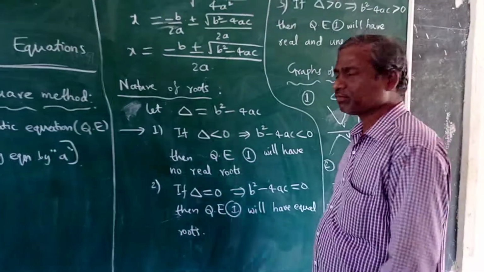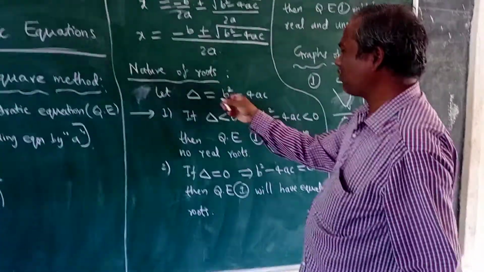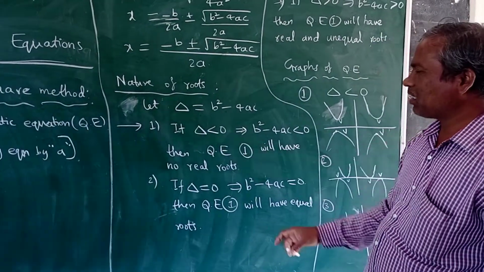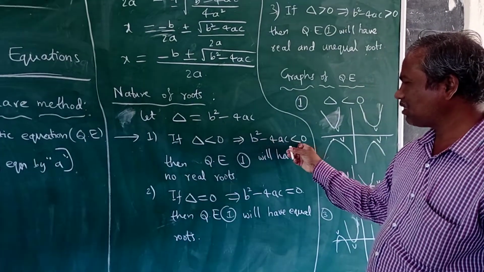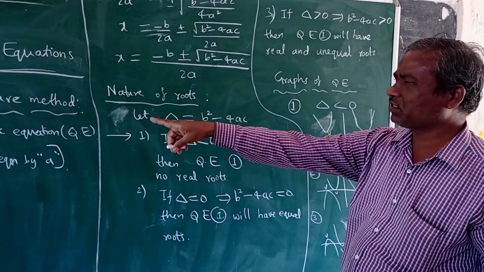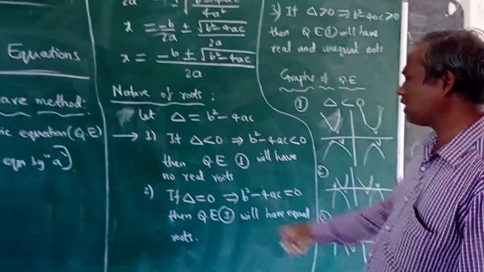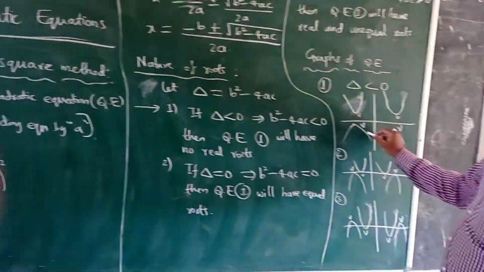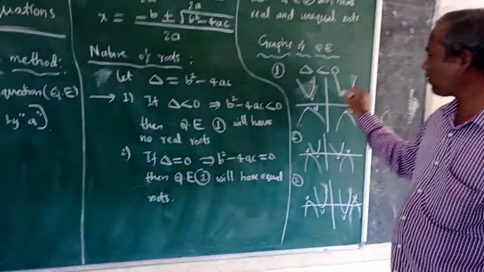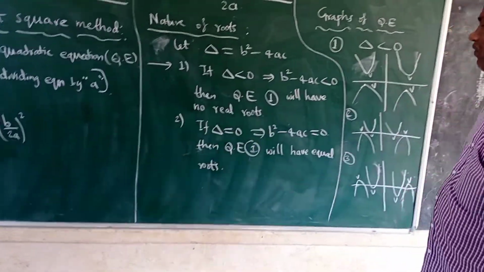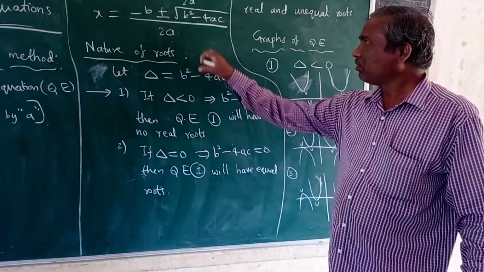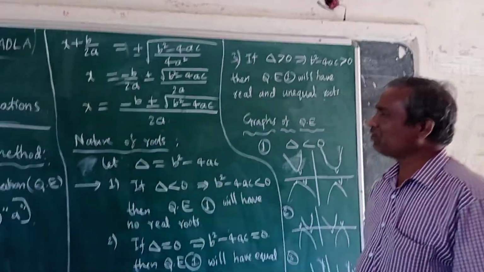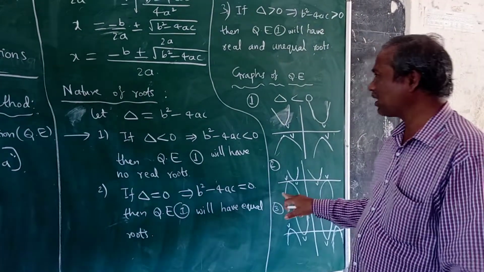Now we see the nature of roots. If delta equals b square minus 4ac, and if delta is less than 0, that is b square minus 4ac is less than 0, then the given quadratic equation will have no real roots. That we can show graphically. Second, if delta equals 0, that means b square minus 4ac equals 0, this whole part will be 0, so it will have repeated roots, that is minus b by 2a.